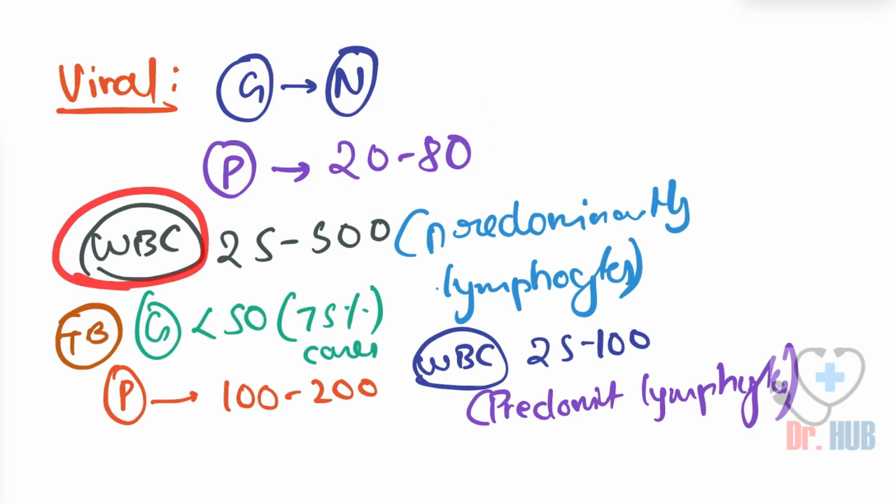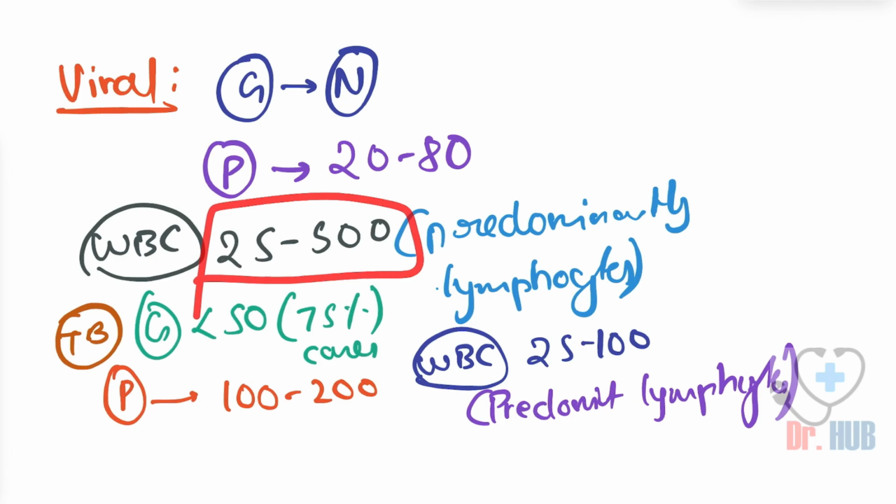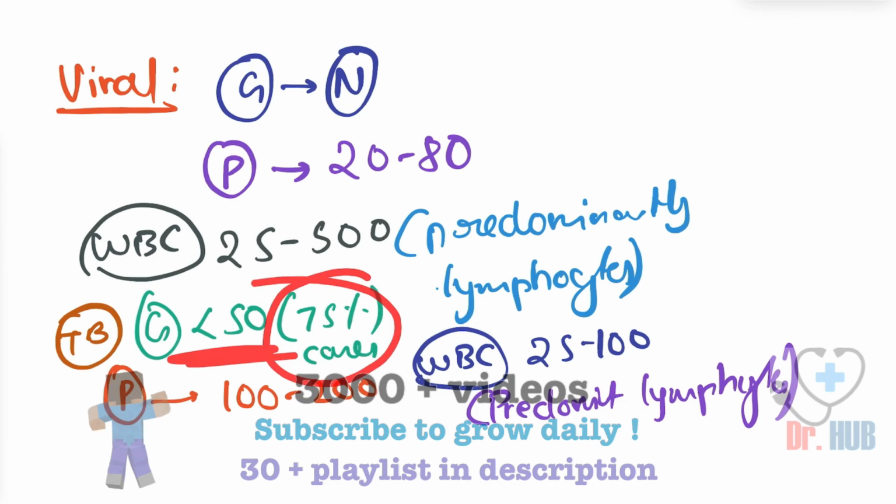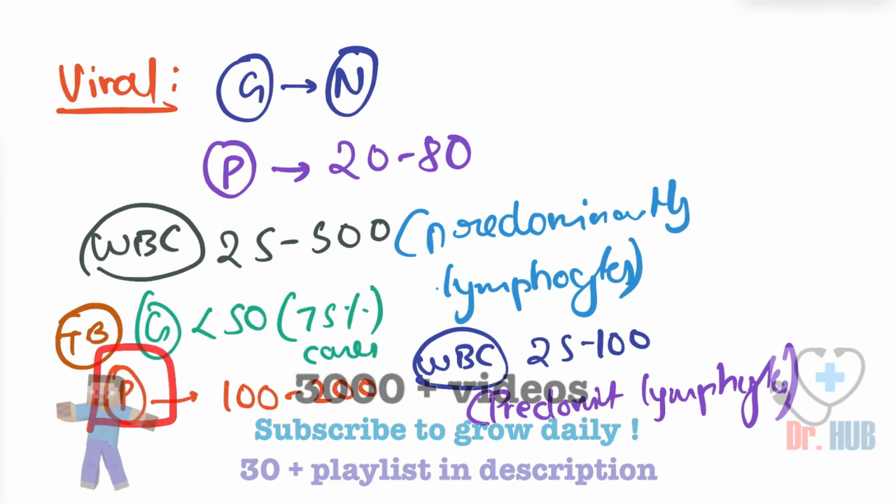And the WBC, if you see, it is about 25 to 500, which is less compared to the other counterparts. It predominantly includes the lymphocytes. Then we saw the TB. In the TB, the glucose was less than 50, and this is in case of 75% of the cases. And then when we see the protein, it is about 100 to 200.